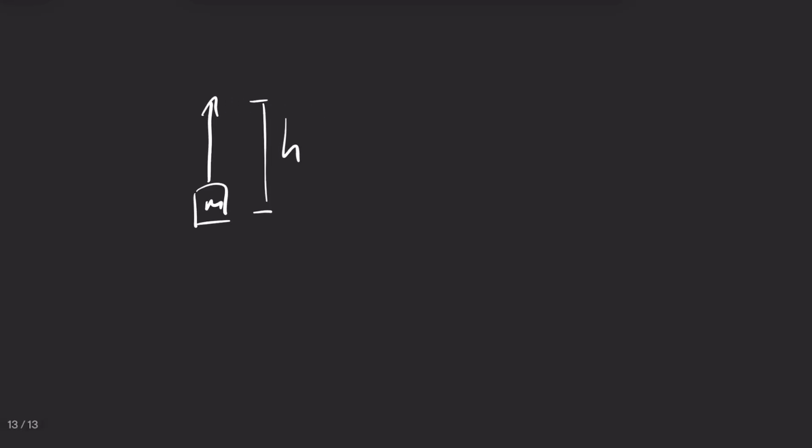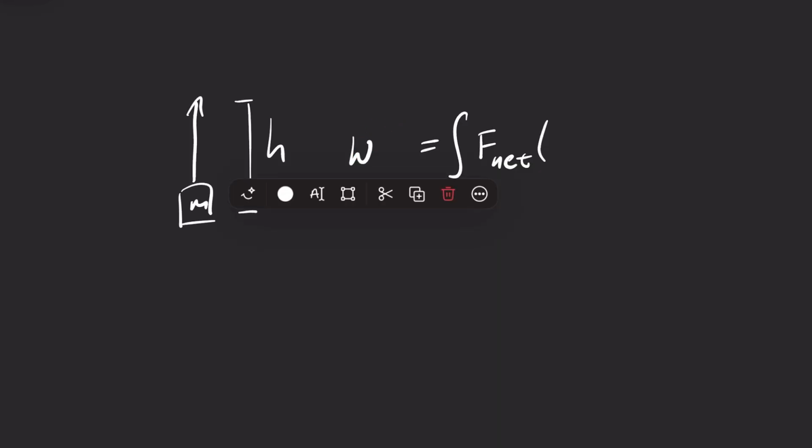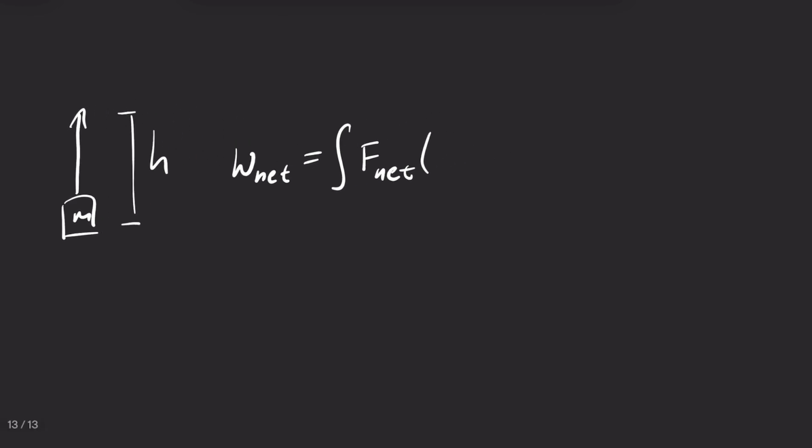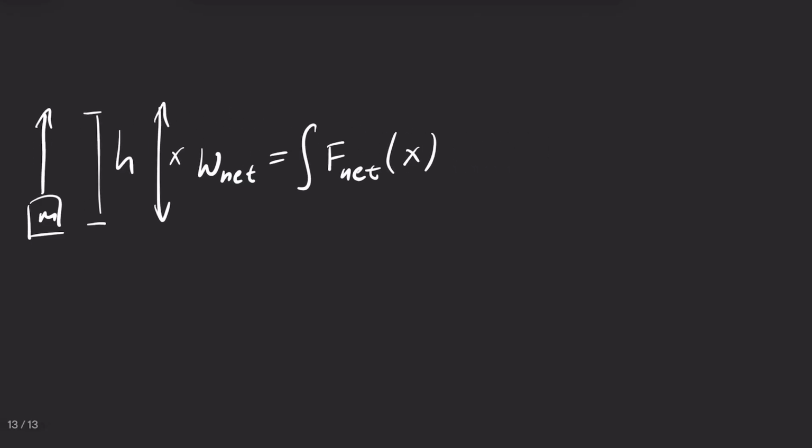Well, all we have to do is say that the work done will be just the integral of the net force acting, or I guess I'll say the net work done on the box is going to be the integral of F net of x. So I'm going to call this my x-axis, like that. So this is my x, times dx.